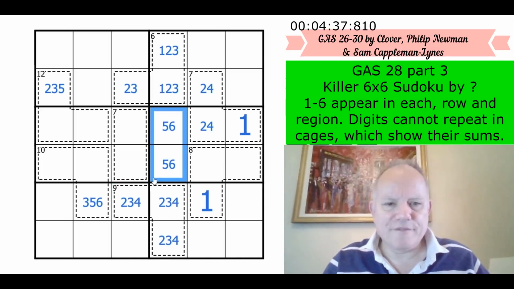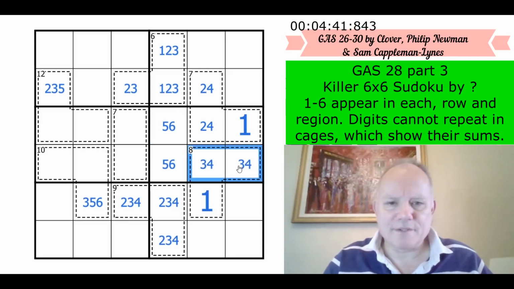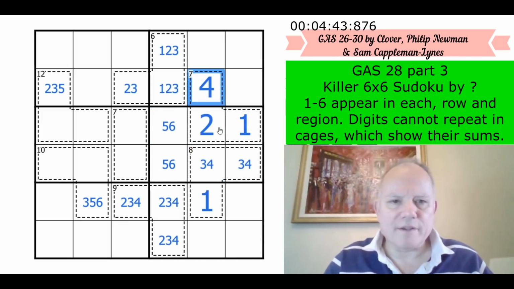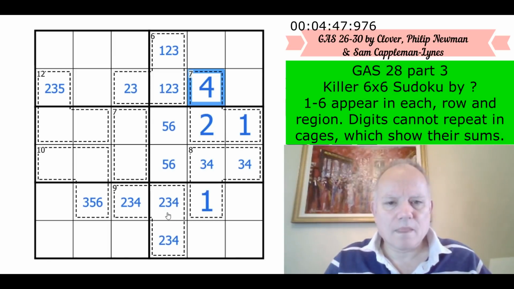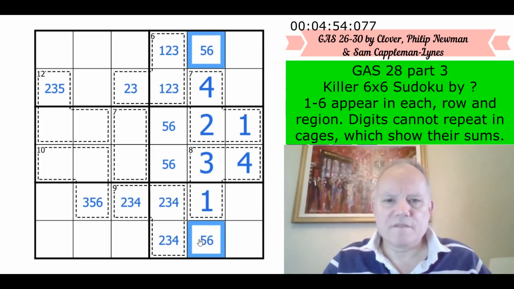So 2, 3, 4, 5, 6. So we've had a 5. That's got to be 3, 4. Oh my goodness, this is neat. 4. That's a 3. 5, 6 there.